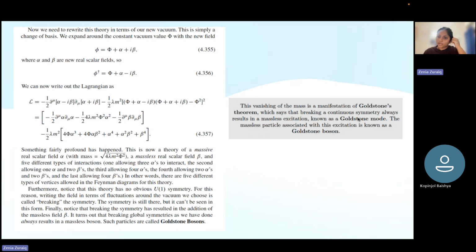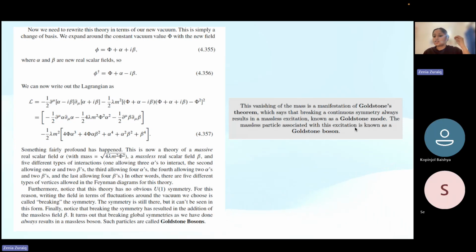This is a theorem in mathematics and physics. The vanishing of the mass is a manifestation of something called Goldstone's theorem, which says that breaking a continuous symmetry always results in a massless excitation known as a Goldstone mode. The massless particle associated with this excitation is known as a Goldstone boson. So whenever you break a continuous symmetry, you get an associated massless mode with it. How many such massless modes there are is something we can count when we go to more complex examples. But this is the simplest example of a Goldstone boson, where we just have U(1) symmetry, which is with respect to a phase. Just by destroying that phase symmetry, we got a massless real field from the complex scalar field.